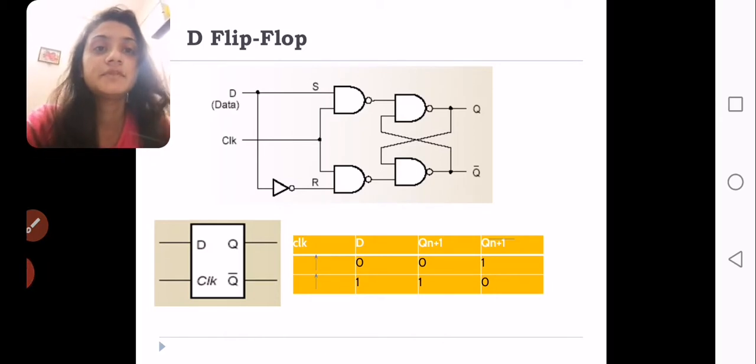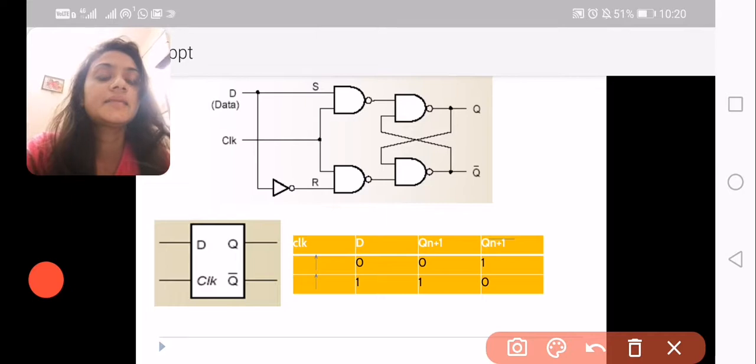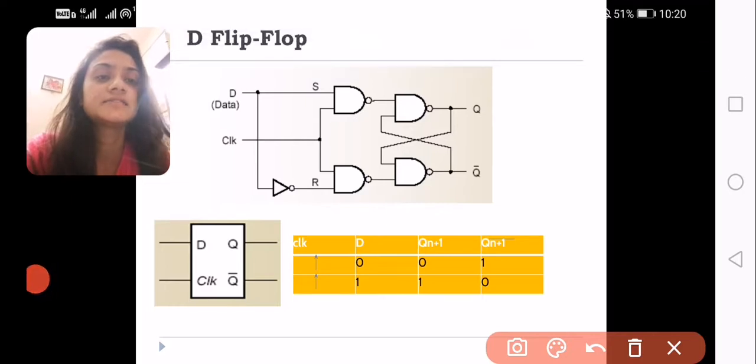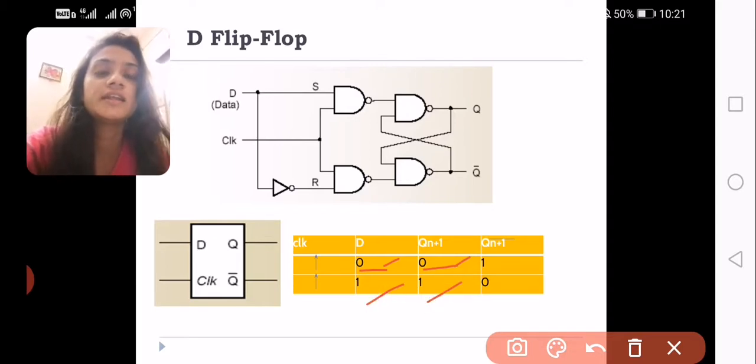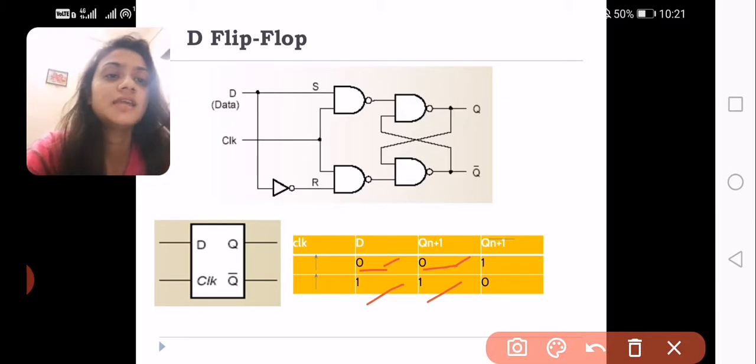Now D flip-flop. D means data. Here data is passed as it is, as given in the input. If input is 0, output is 0. If input is 1, output is 1. It is simple. It is only a data transmission flip-flop. Output is the same as input.